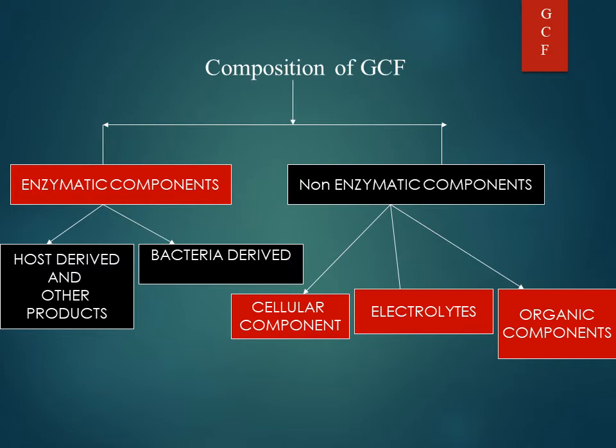So now we have dealt with the techniques of sampling GCF. Okay, so what is the composition of GCF normally? Whenever we study the composition of a particular component, we try to tell it as organic, inorganic. But here, this is a better way of classifying: enzymatic and non-enzymatic. Because we have a host and bacteria in this area, it's not just the host tissues alone. So when you take enzymatic, you have host-derived enzymes and bacteria-derived enzymes. Again, non-enzymatic, you have your cellular components, your organic components, and your inorganic components.